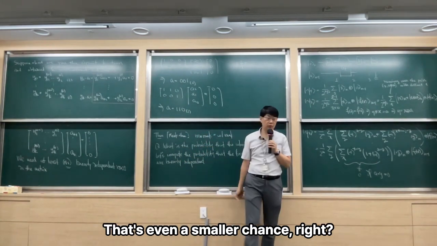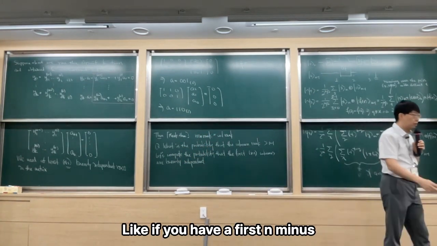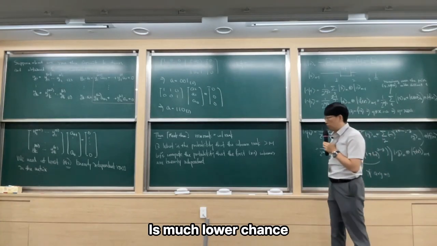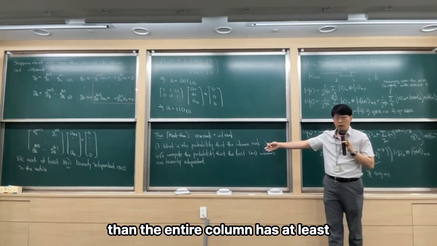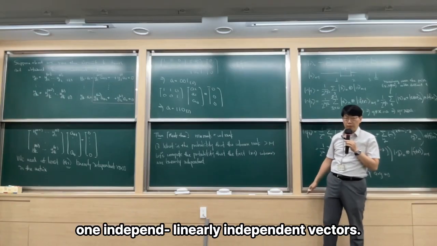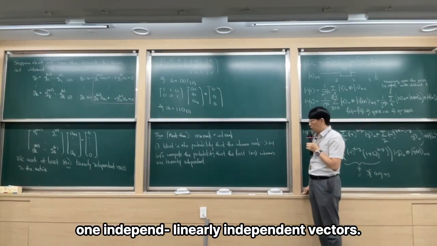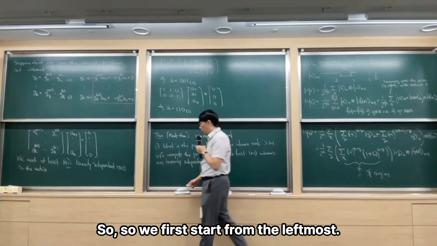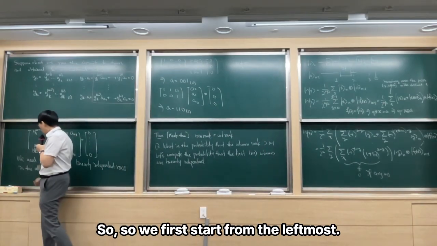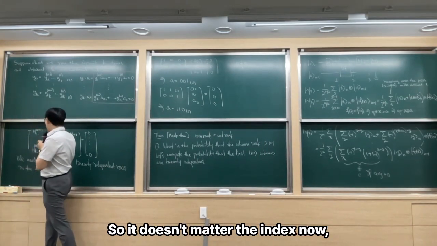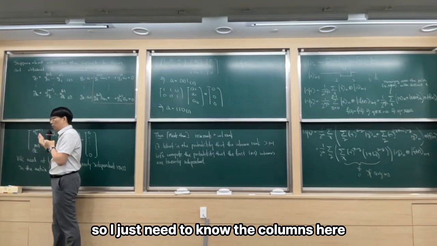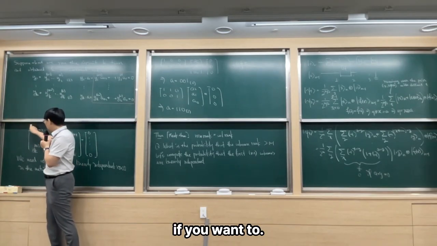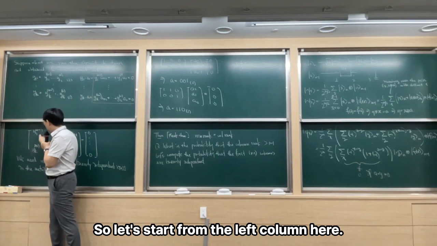That's an even smaller chance, right? Having the first n minus 1 columns linearly independent is a much lower chance than the entire set of columns having at least n minus 1 linearly independent vectors. But let's compute the second one. It doesn't matter which index now, I just need to know the columns here. Let's start from the left column. You can start from the right if you want to.